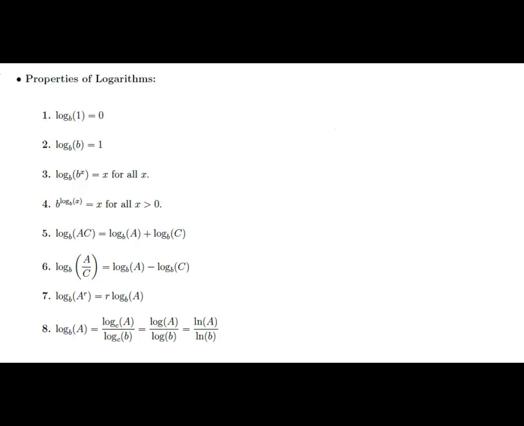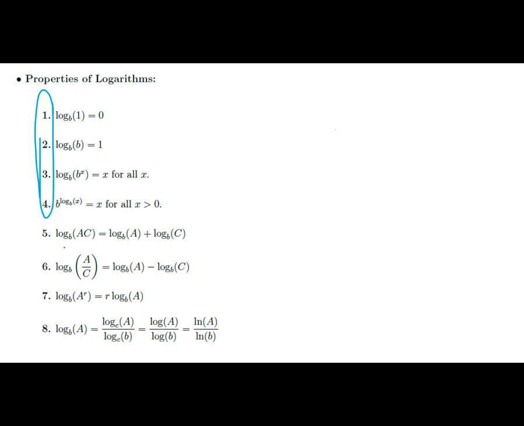Alright, so here's a list of the properties of logarithms. These first four right here we've already studied, and so we're not going to talk too much about them in this video, but these last four we have not covered yet. So let's take a look at them.